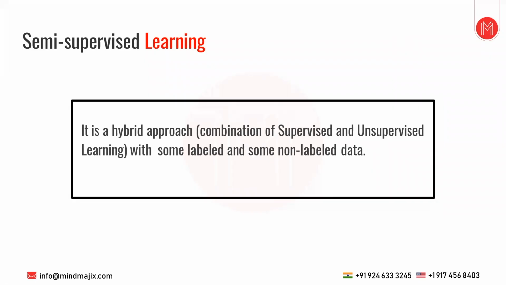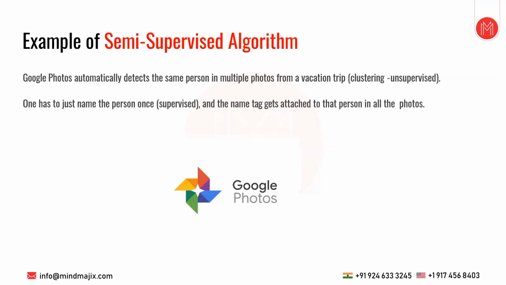It is a hybrid approach, and it is also understood as a combination of supervised learning and unsupervised learning with some labeled data set and some non-labeled data set. So whenever we are having labeled, non-labeled, and the combination of supervised and unsupervised, it is known as semi-supervised learning. Also, let's check out some examples based upon semi-supervised learning. So you will get a better idea about semi-supervised algorithms. First thing, Google Photos automatically detects the same person in multiple photos from a vacation trip. So that is based upon clustering or unsupervised learning.